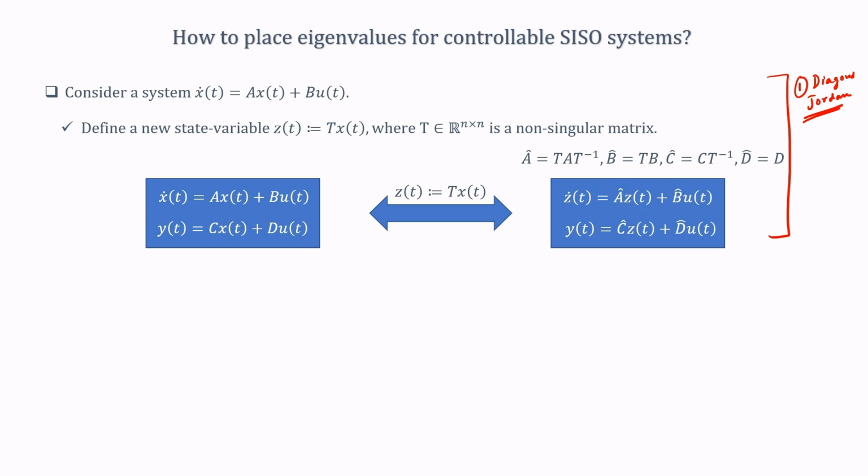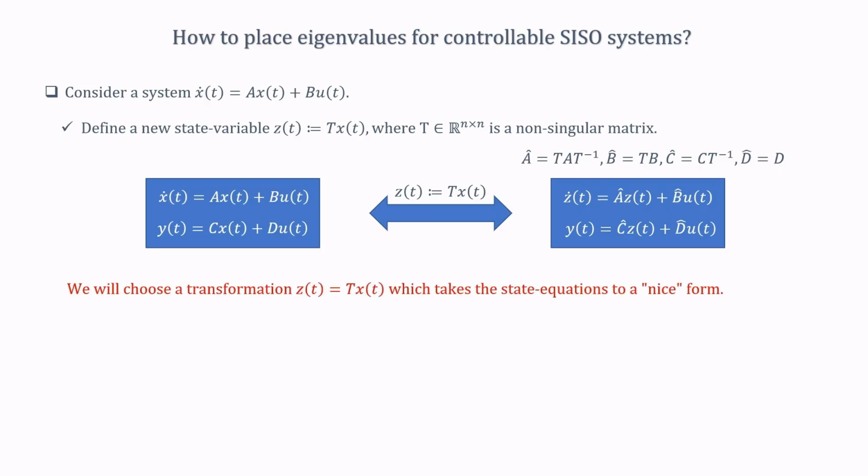Now, we would get to another canonical form, not the diagonal or Jordan canonical form, but another canonical form that will make this problem of placing eigenvalues or changing eigenvalues of the matrix A easy for us. Let us see how we are going to change the eigenvalues for the system. So, we will have to choose a transformation matrix T here, which will take the matrix A hat to a nice form. So, this is the recipe to do that.